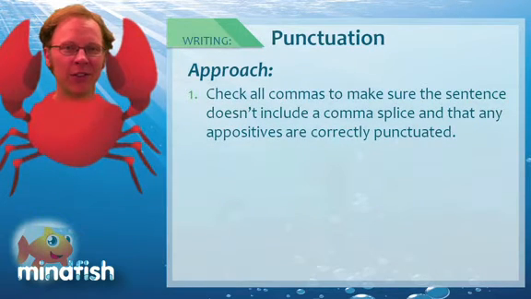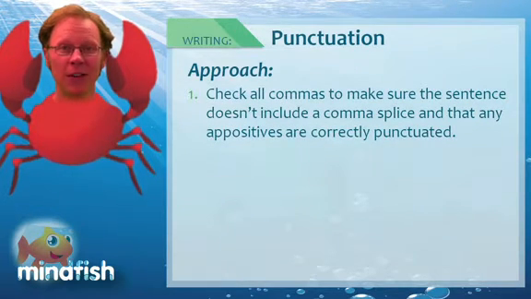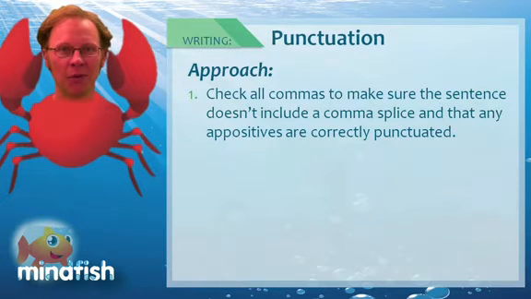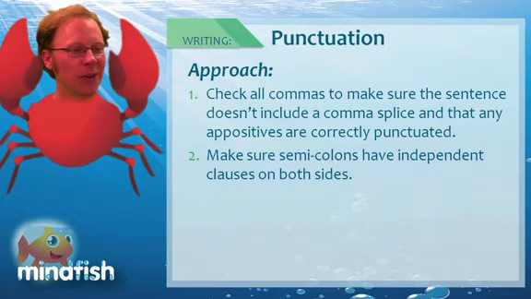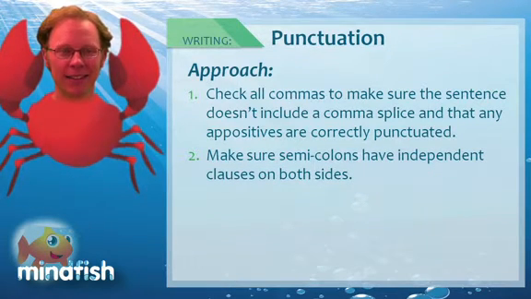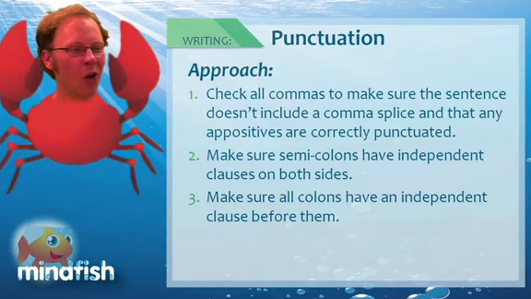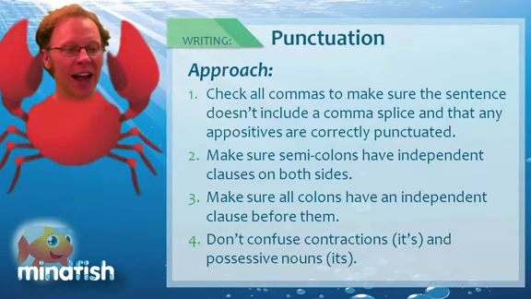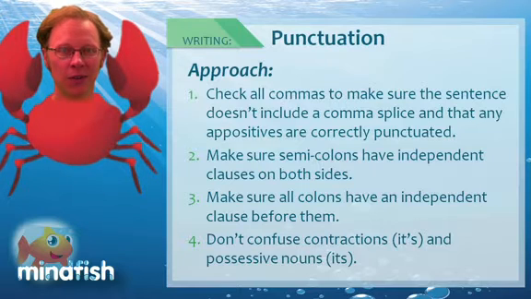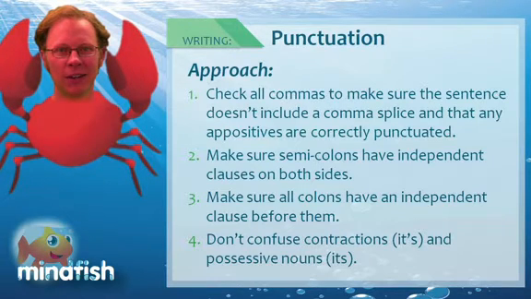First of all, check sentences to make sure that there are no comma splices and that appositives are properly formed. In a second, we'll look more closely at what comma splices and appositives are. Number 2, make sure semicolons have independent clauses on both sides. Third, all colons should have independent clauses before them. And the 4th piece of advice, try not to confuse contractions like it's with an apostrophe with possessive nouns. For example, its without an apostrophe. All right, hang in there with me. There's a little bit of material to cover.